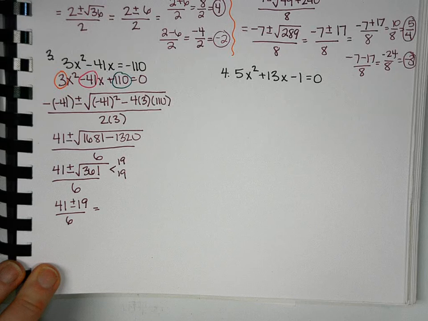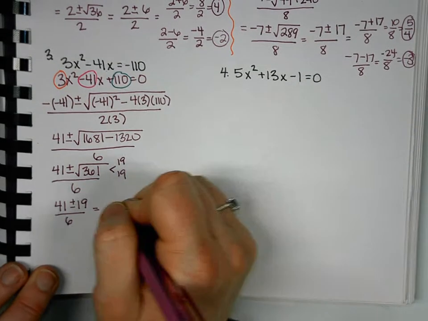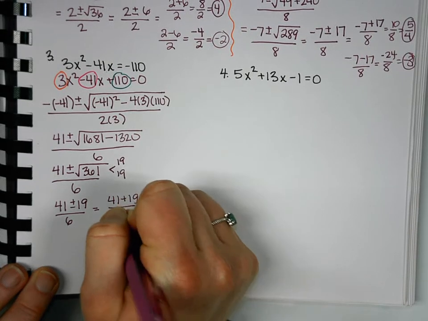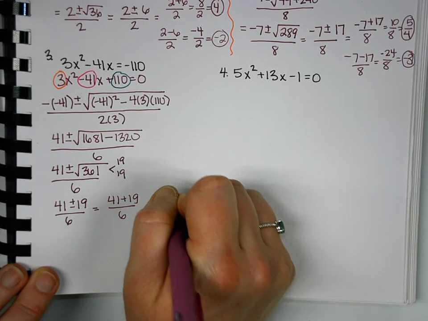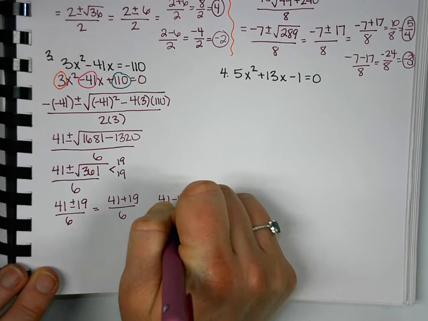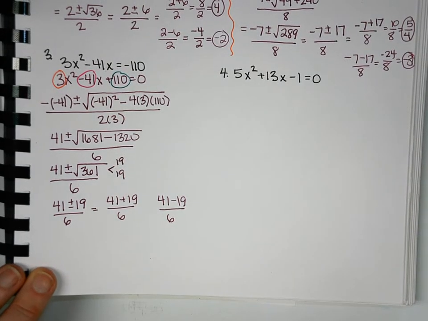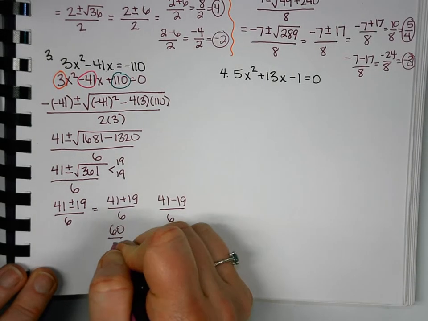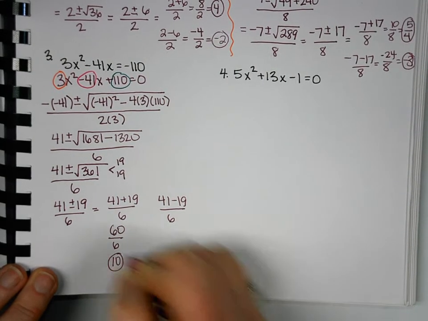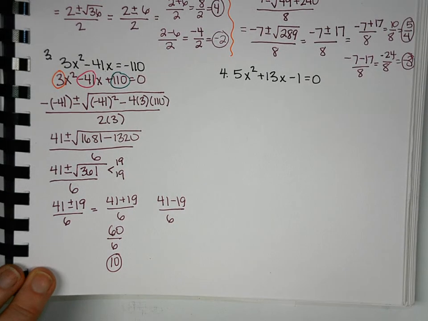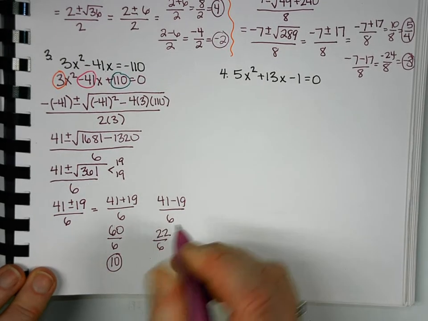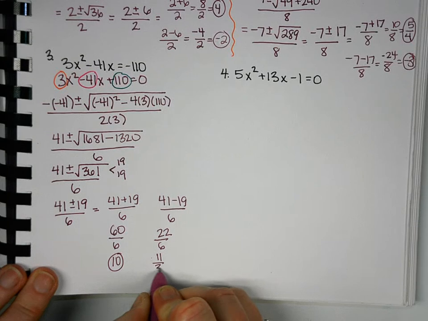Okay, so we have, again, a perfect square. So 41 plus 19 over 6, and 41 minus 19 over 6. 41 plus 19 is 60, over 6 is 10, so that's one answer. 41 minus 19 is 22 over 6, which reduces to 11 over 3.